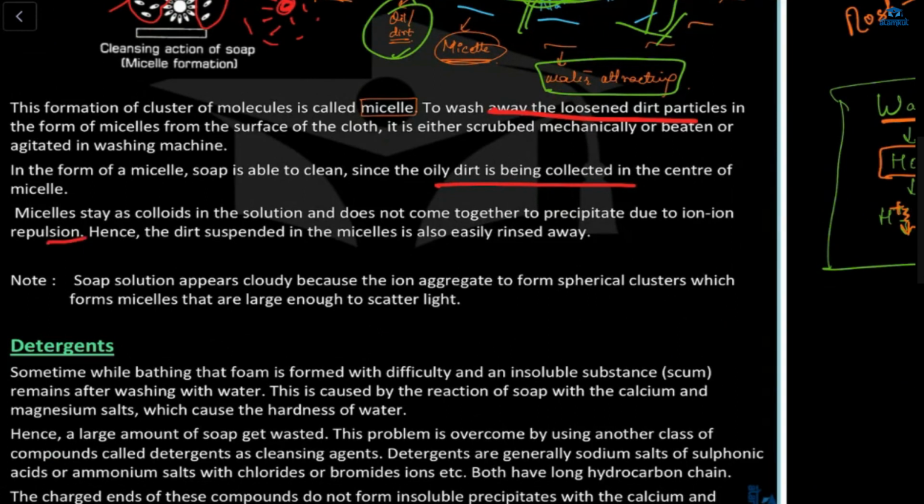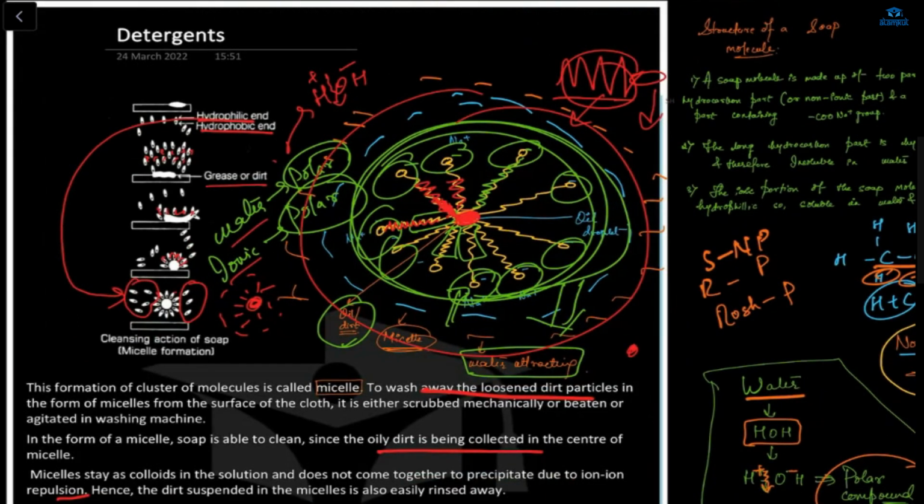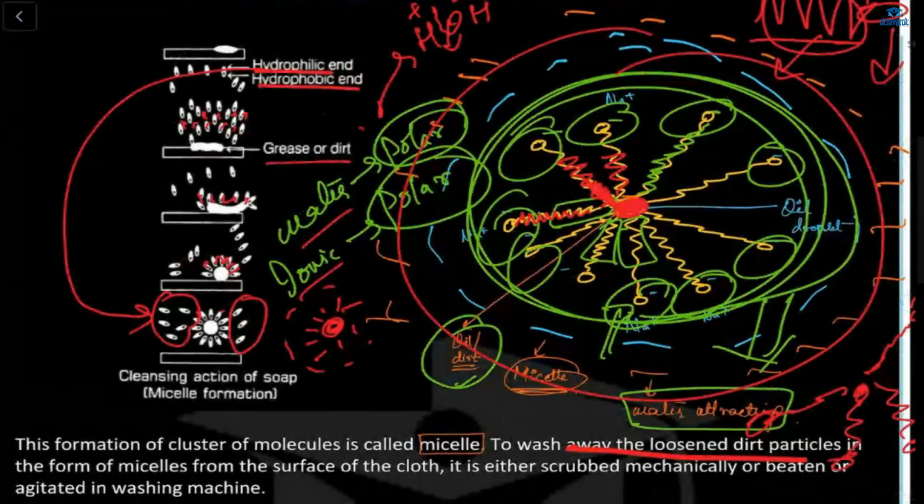What is the note over here? That the soap solution appears cloudy. Cloudy means that foam, because the ions aggregate to form spherical clusters, which form micelles that are large enough to scatter light. So here it's not only one micelle like this structure, there are lots of them. This is your grease, and who will combine with grease? Your phobic part, and water will clean out your dirt or anything.